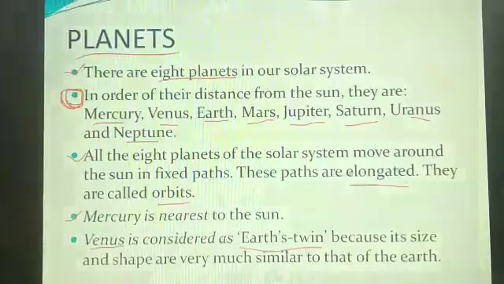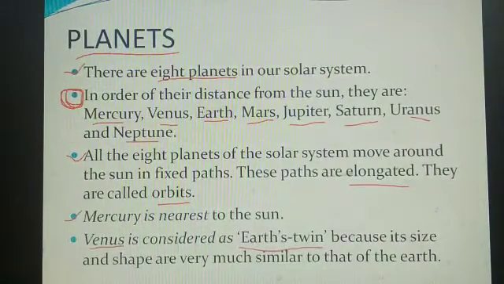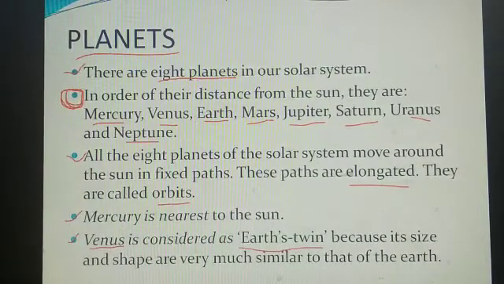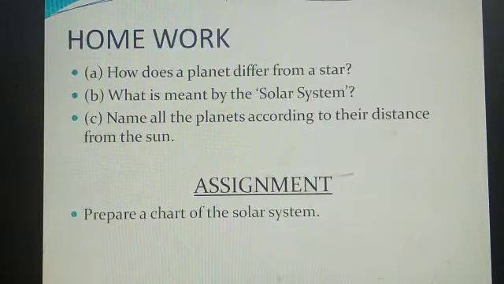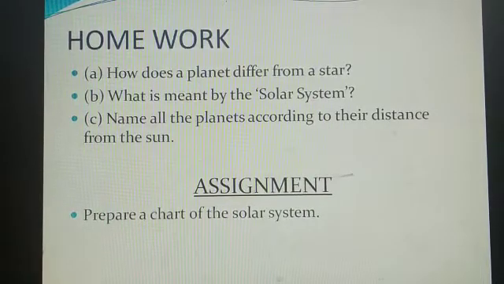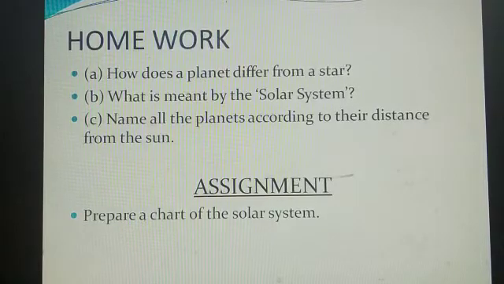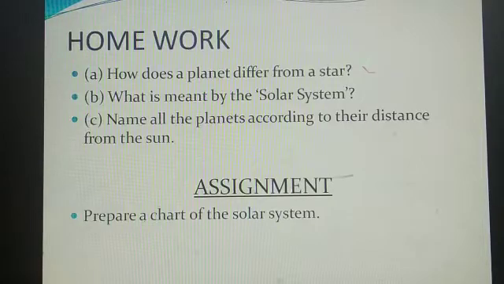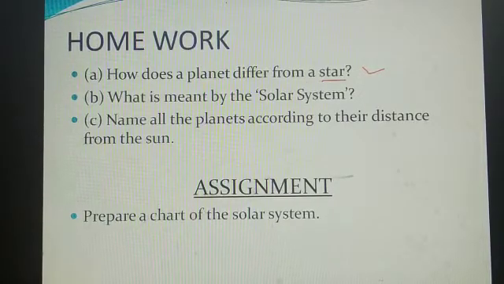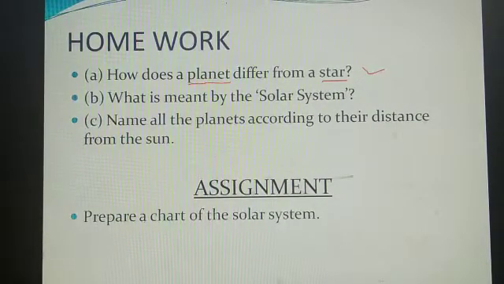Okay, now let's come to the topic. So we have finished the part of the planet. Then now let's come to the homework and the assignment. The first question for the homework is, how does a planet differ from a star? I have given you some points that stars have their own heat and light, and planets do not have their own heat and light. Okay, you just read that slide.